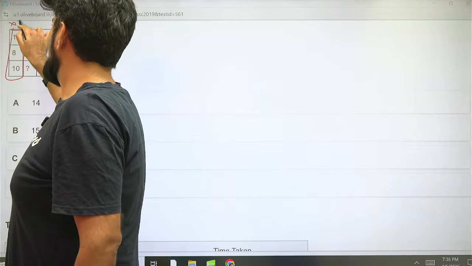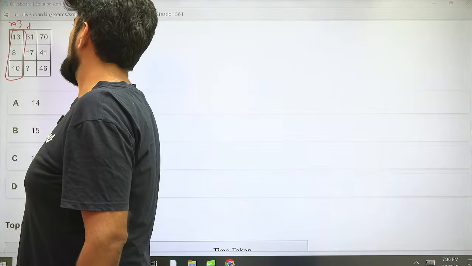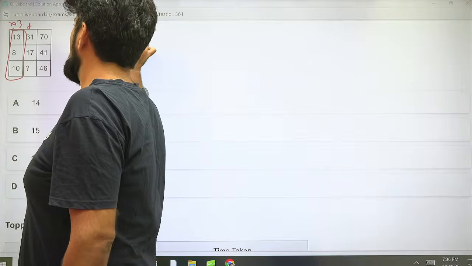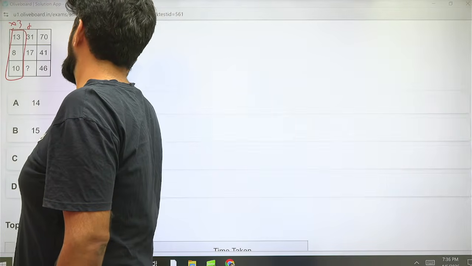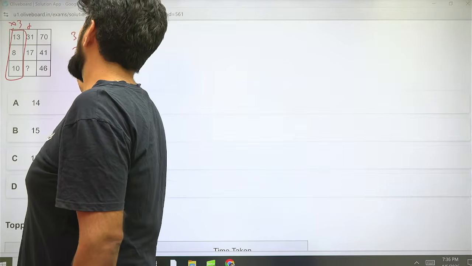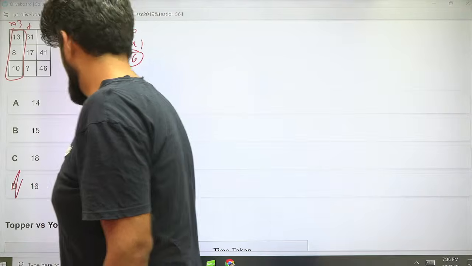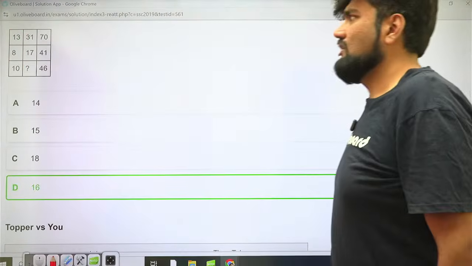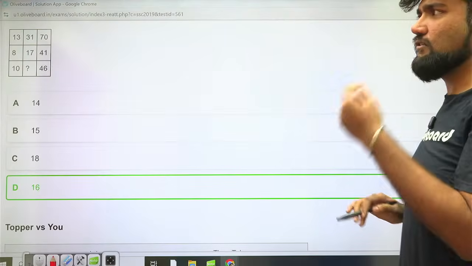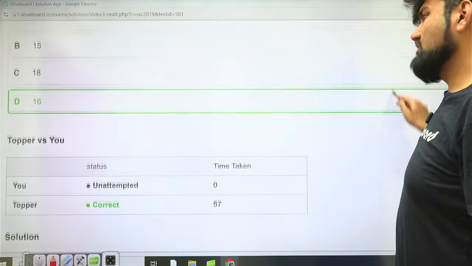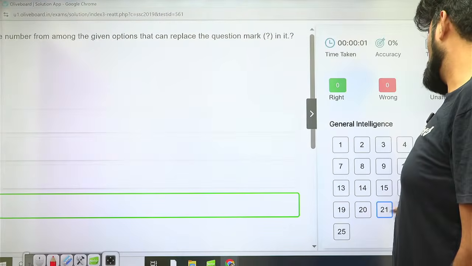Multiply this by 3 and add it here. 39 plus 31 is 70. 24 plus 17 is 41. So 30 plus x is 46. So x is 16. Very good. Nice question. Easy though, not difficult. Just that here and there, calculation observation will give you your answer. 57 seconds is not bad. It's decent for a missing number based question.